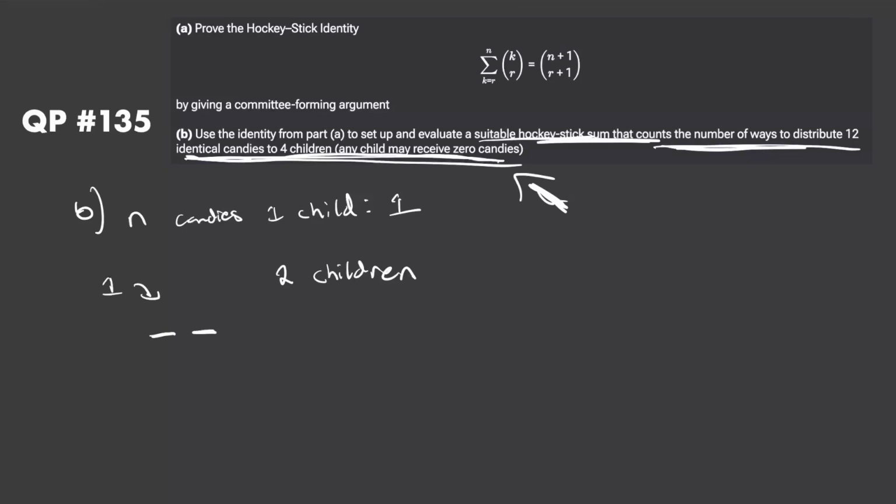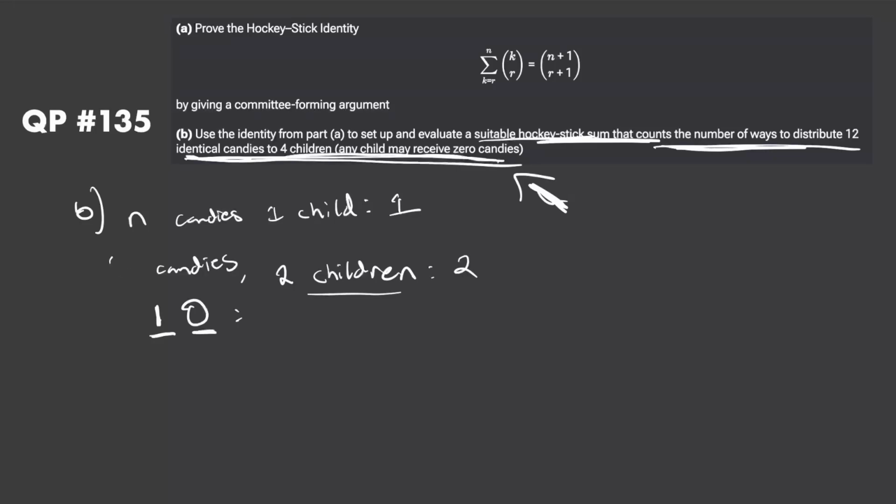Maybe you can see where the hockey stick's going to come in. We can either choose to give the first child a candy or not give him a candy, right? So our possible options are not give the first child a candy and give the second child a candy, or give the first child a candy and don't give the second child a candy. So we have two different options for that. So for one candy, two children, we have two different options.